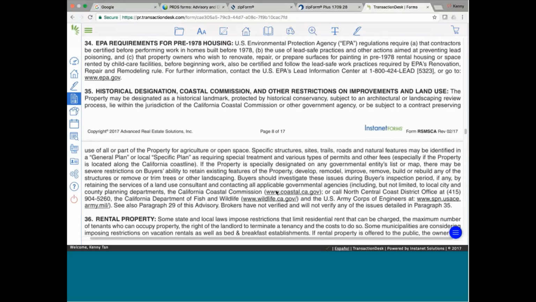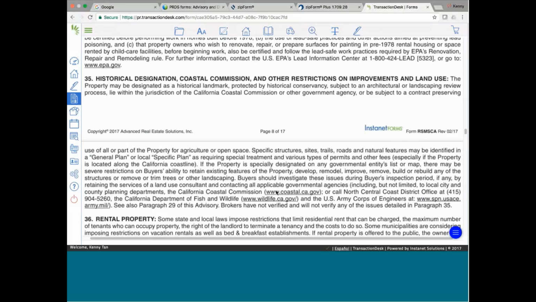Historical designation, coastal commission, and other restrictions on improvements and land use. You know, there are some buildings that have historical significance. Now, if it's one of those historical buildings, then you cannot change the architecture, okay? Or you cannot even demolish it.